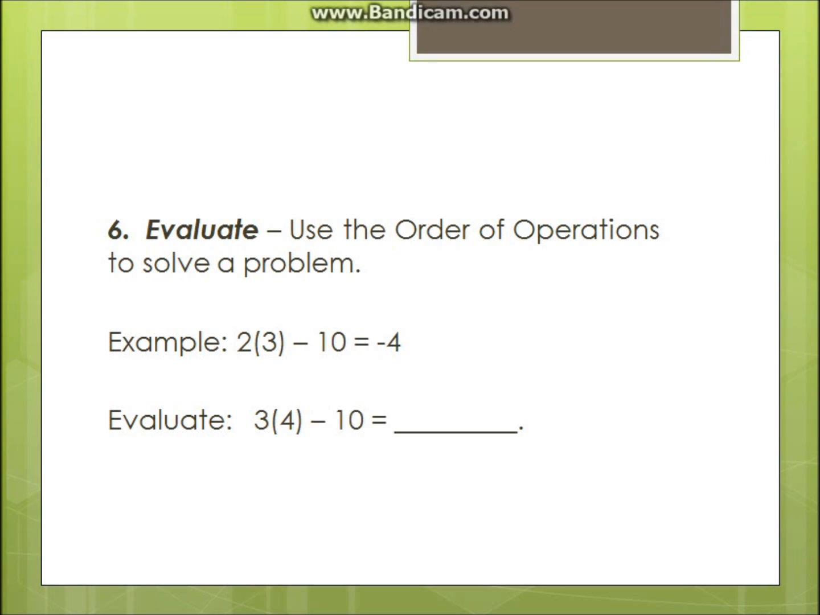And if you take a look at my example, we have 2 times 3 minus 10 equals negative 4. So I know that I need to take the 2, multiply it by the 3. That gives me 6. And 6 minus 10 equals negative 4. So go ahead and take some time and do your own evaluation of the next problem.